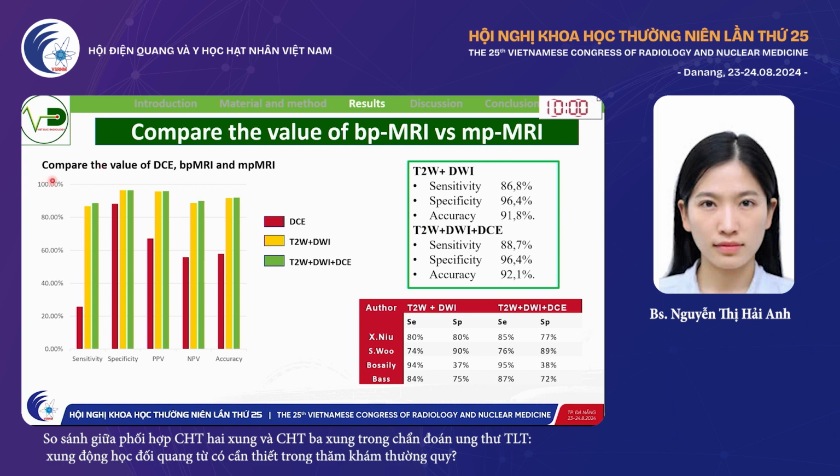And this chart compares the biparametric and multiparametric values. Similar to the findings of some other big studies in the world, we found that all the values like sensitivity, specificity, as well as accuracy of the biparametric are really high and non-inferior compared with multiparametric MRI. And when we add the DCE to the protocol, it just slightly increases the sensitivity from 87 to 89% and does not affect the specificity.